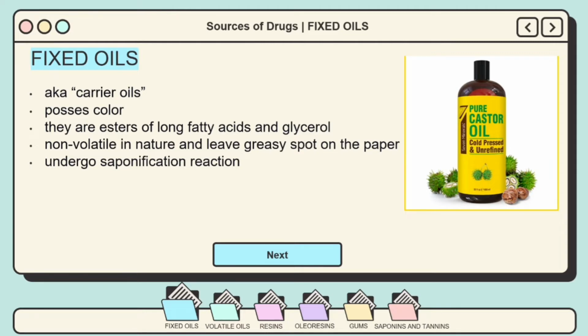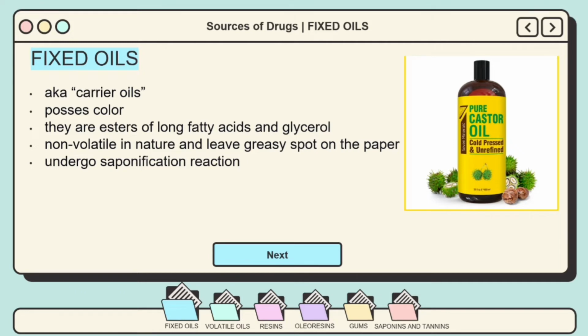Chemically, they are esters of long fatty acids and glycerol of high molecular weight. Examples of these fatty acids are oleic, palmitic, and stearic acids. They are also non-volatile in nature and leave a permanent translucent greasy spot on the paper.